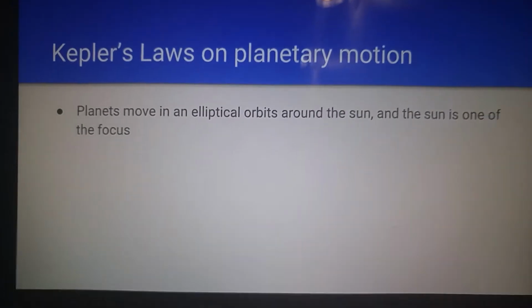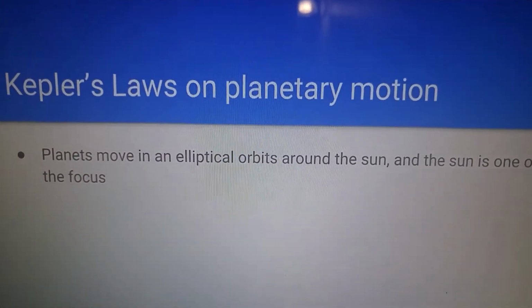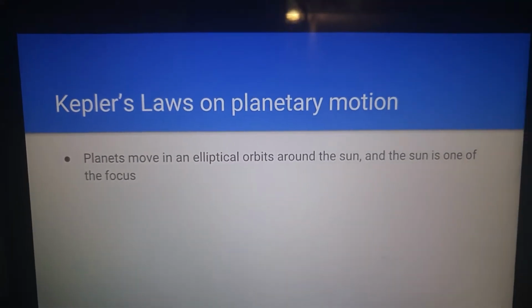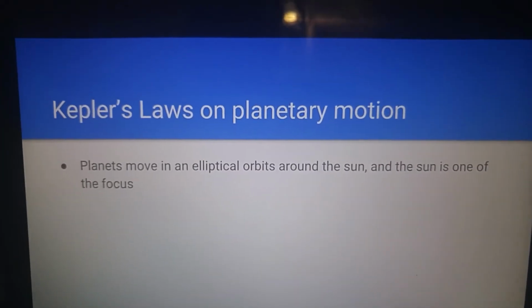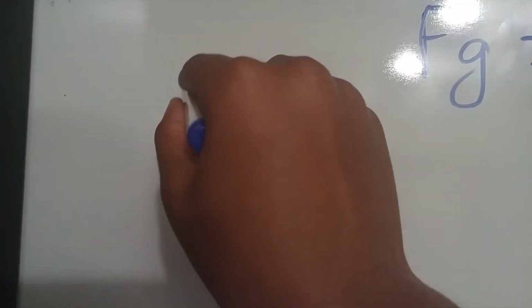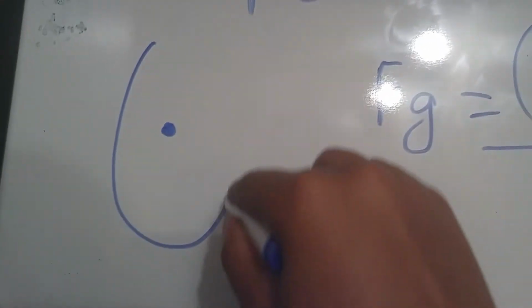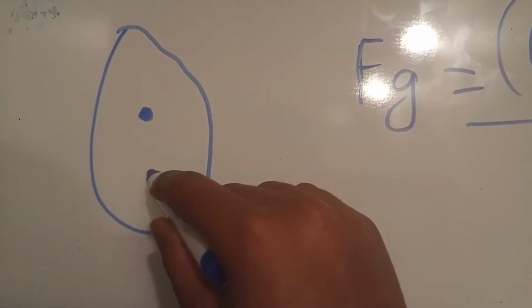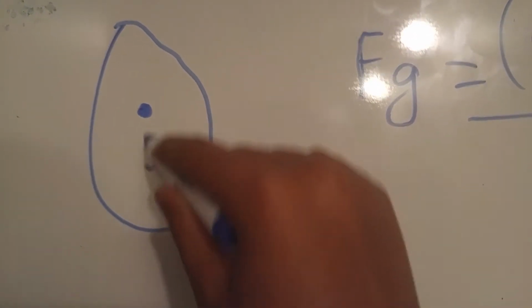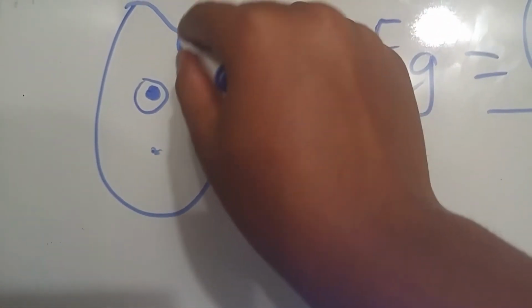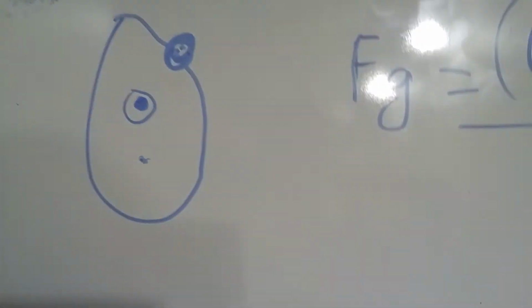Alright, next thing, Kepler's laws of planetary motion. The first thing Kepler says is that planets move in elliptical orbits around the sun, and the sun is at one of the foci. So basically, if this is the sun, the planets move in an elliptical orbit. That's one of the foci, and excuse my drawing, but that would be the other focus. The sun is at one of the foci, and the planet is a happy little planet.